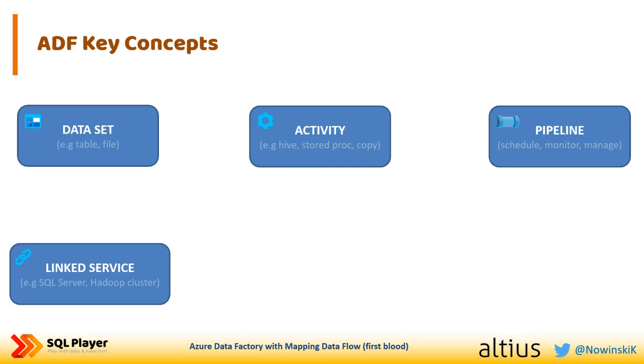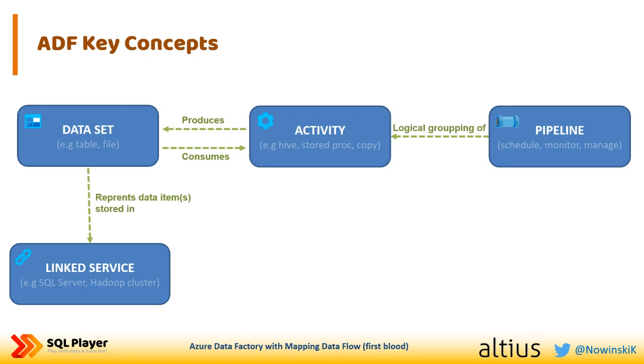So the pipeline, you can schedule, monitor, and manage those pipelines, and a pipeline is a logical group of activities. The activities are components that do the work, yeah? And the activities can produce data sets, but also they can consume data sets, okay? And the data sets also need something like connectors, which we call here in Azure Data Factory linked services.